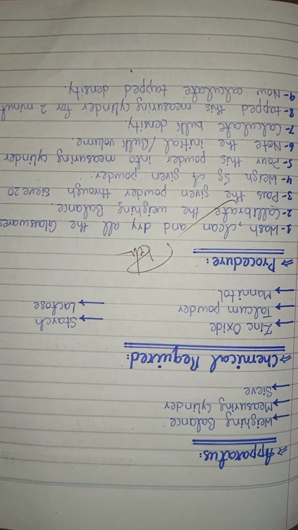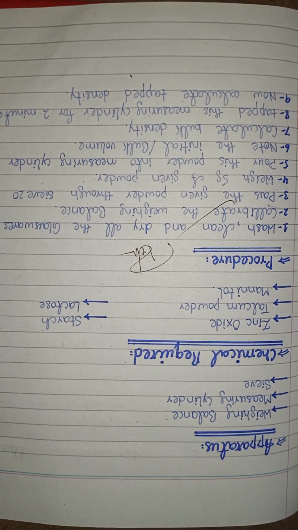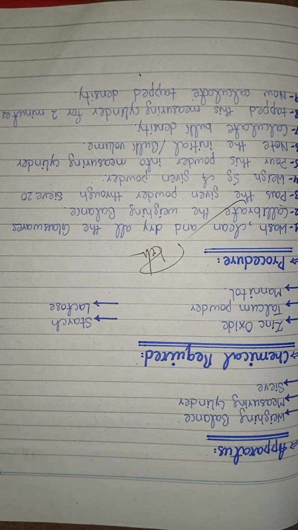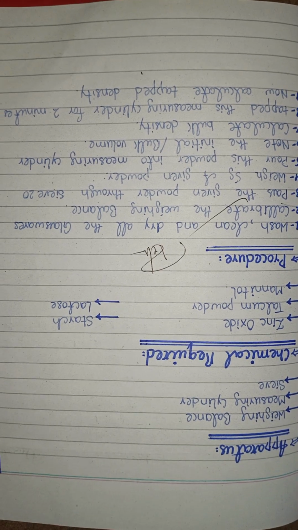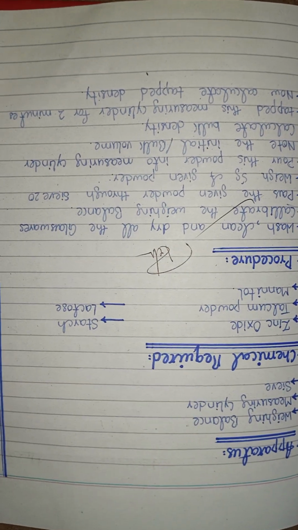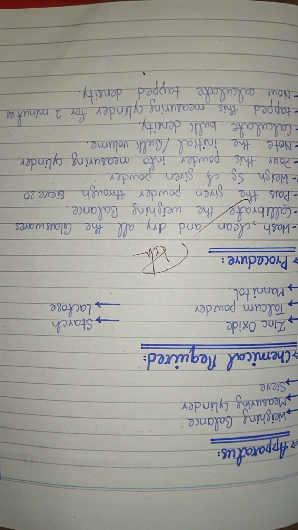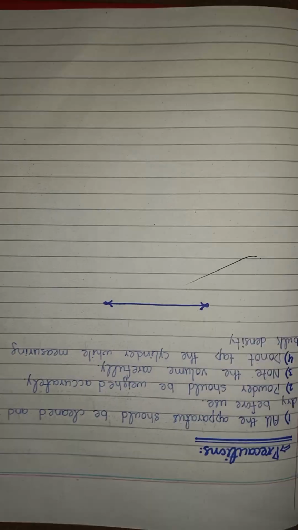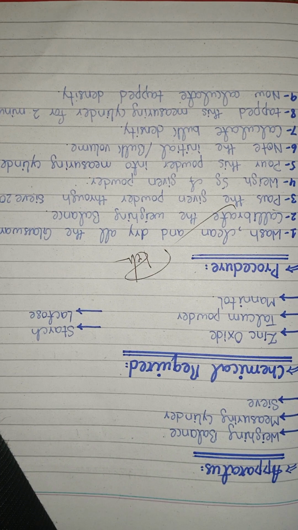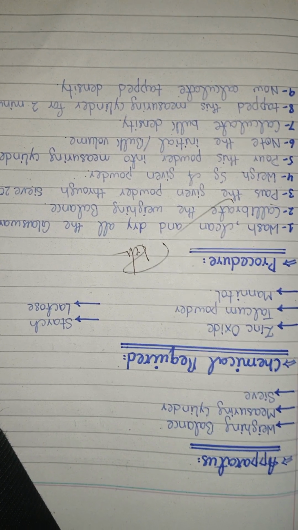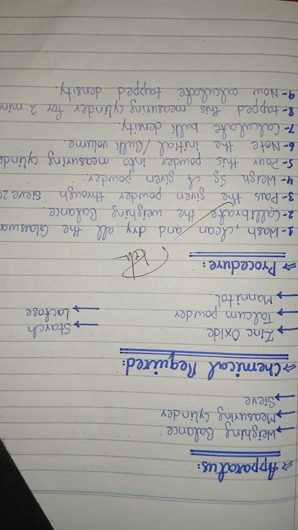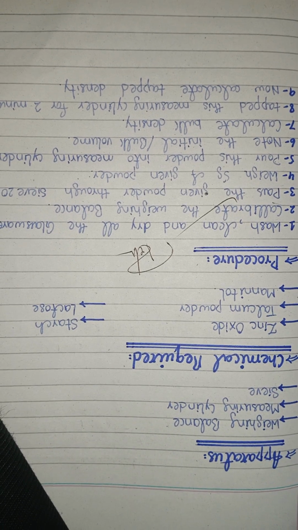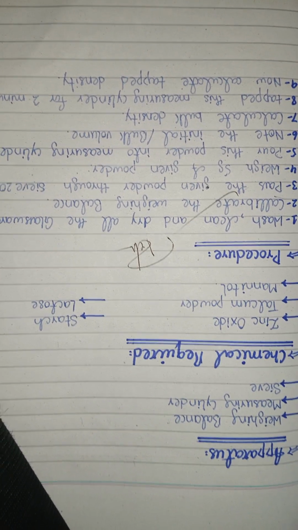So the procedure of this experiment is that first you have to wash and clean all the glassware, calibrate your weighing balance, and pass the given powder through the sieve. The sieve has some kind of numbering on it, which represents the opening size of the sieve. You have to weigh 5 gram of the given powder and pour this powder into your measuring cylinder. After pouring that, you have to note the initial bulk volume. After calculating the volume, you find out the bulk density, and then after 2 minutes you find out the tap density. And at the last you will write up your results.